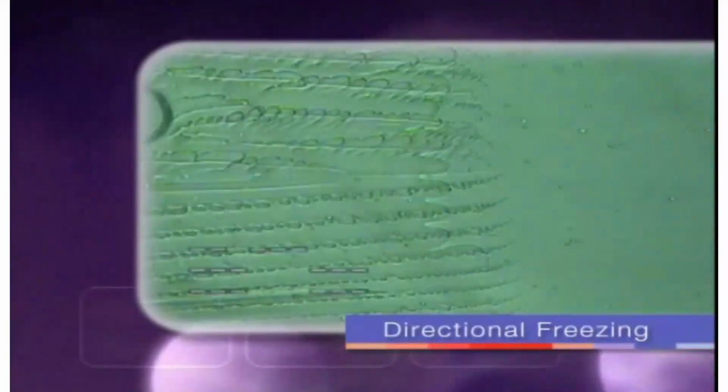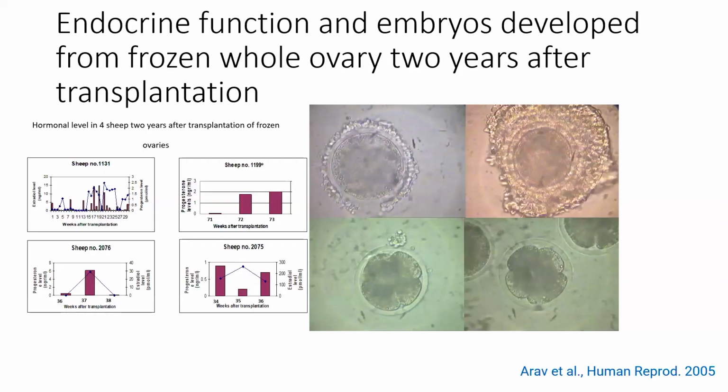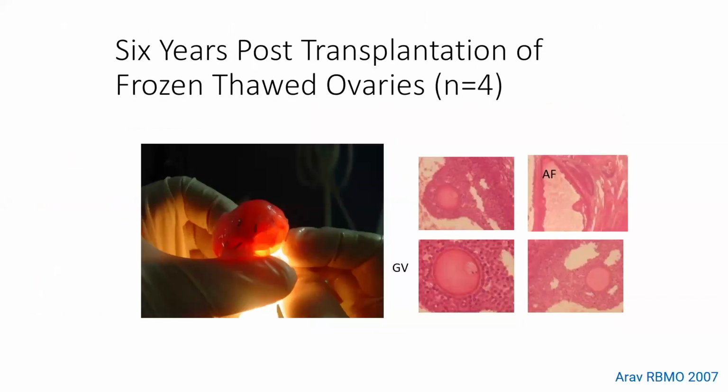So we started directional freezing with a whole ovary of sheep. And these were the first 4 animals that, 2 years after transplantation, showed a normal endocrine function, and also we were able to aspirate oocytes and produce embryos from these animals. The record was 6 years after transplantation, and as you can see here, this is the ovary of a sheep, 6 years after transplantation of whole ovary with directional freezing.